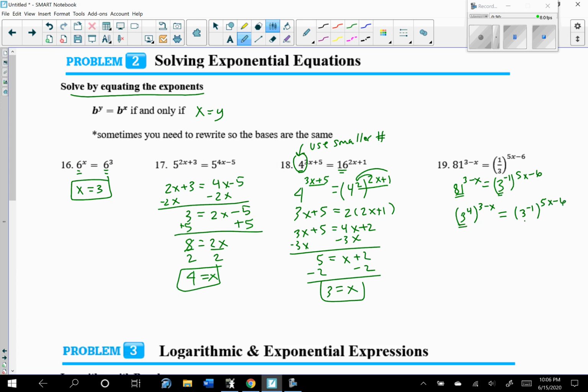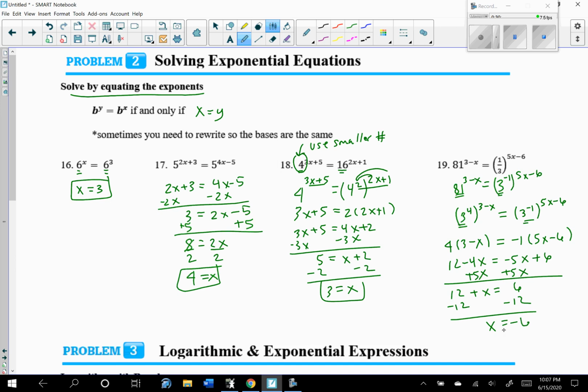So now that the bases are the same, we can set the exponents equal. So 4 times 3 minus x is equal to negative 1 times 5x minus 6. Distribute those values. So 12 minus 4x equals negative 5x plus 6. And then I'm going to add the 5x. So 12 plus x equals 6. Subtract the 12, and x is equal to negative 6. And then, of course, you could plug it in to check your work.